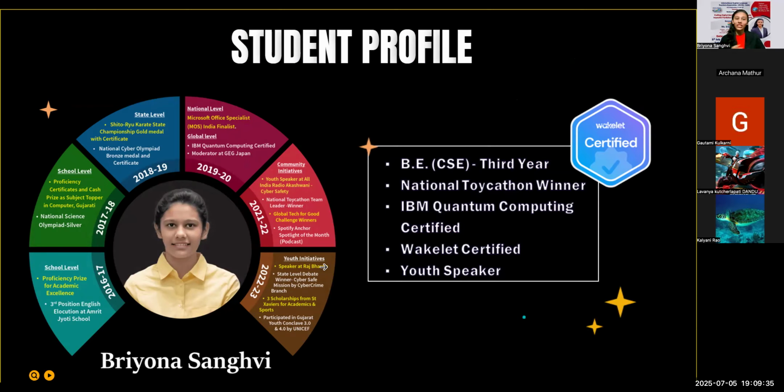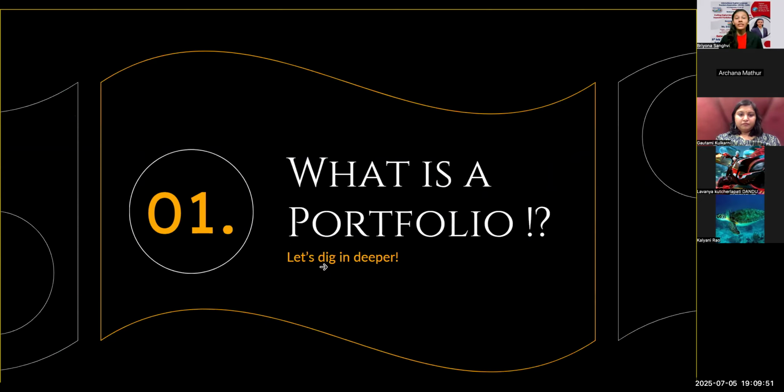Like, for example, let me just introduce myself with this slide. I am a BCSC third year student, National Targeton winner, IBM Quantum Computing certified, and so on. This showcases the whole profile in a very creative manner. Moving ahead, next up is the first question that I'm going to answer today.